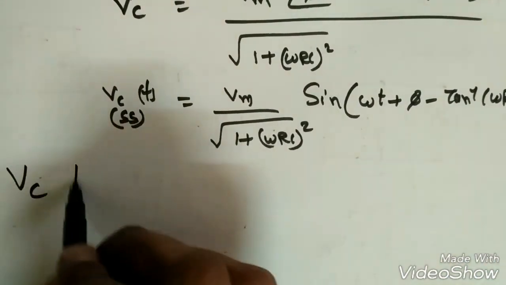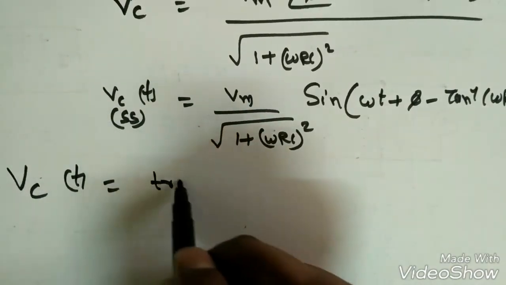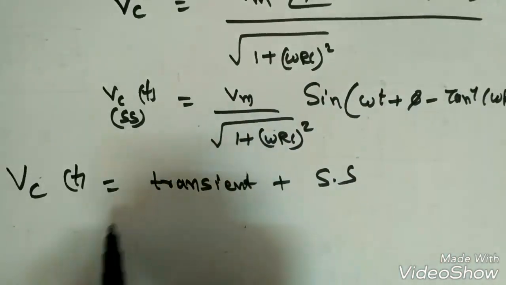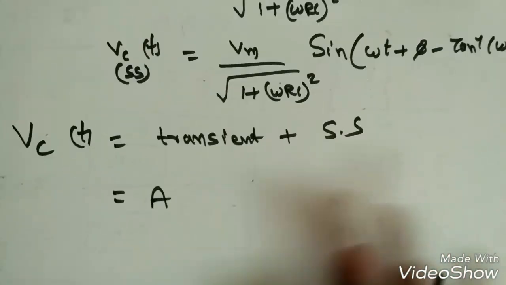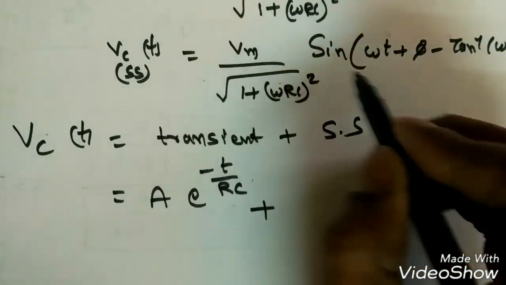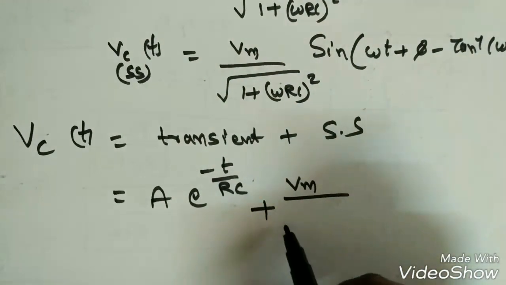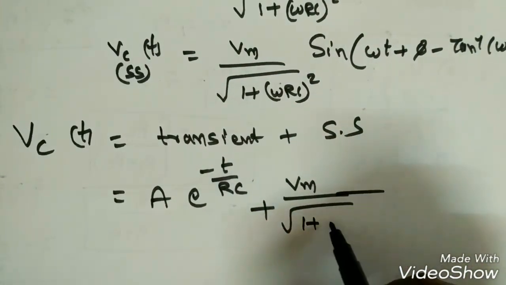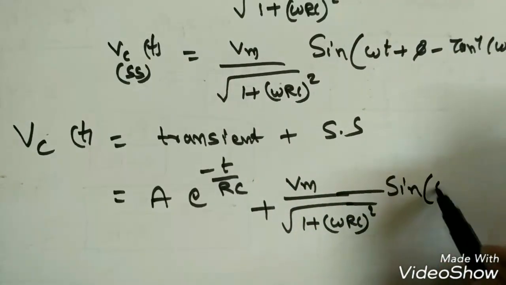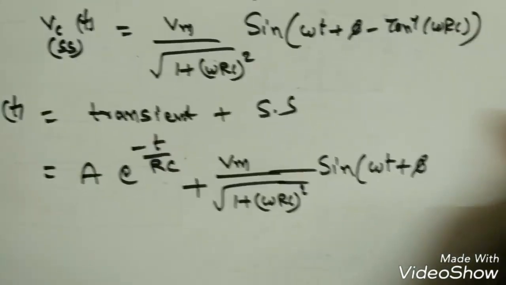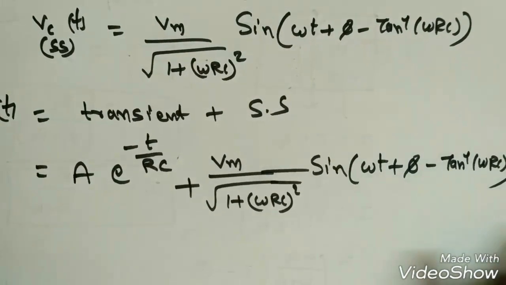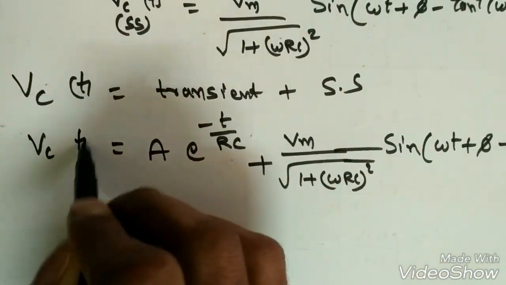Now what is the total response? VC of t is equal to transient response plus steady state response. What is the transient response? We got A into e power minus t by RC, plus the steady state response, Vm by square root of 1 plus omega RC square into sine of omega t plus pi minus tan inverse omega RC. So this is VC of t.